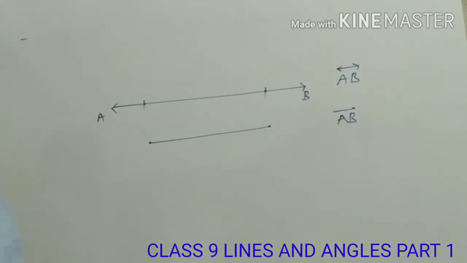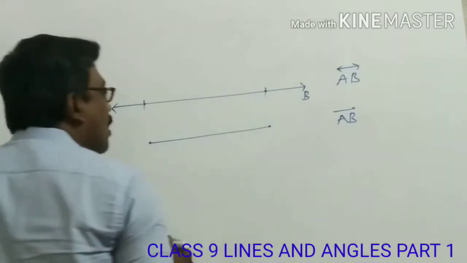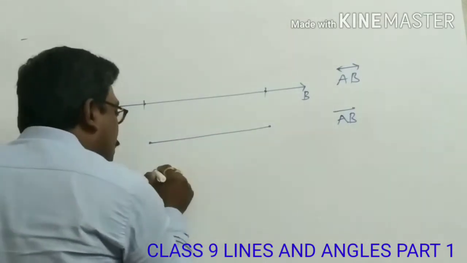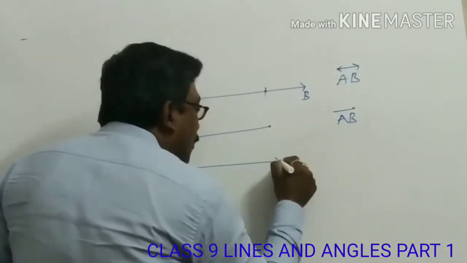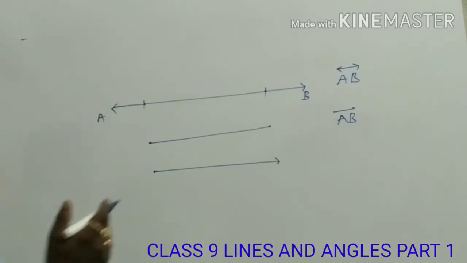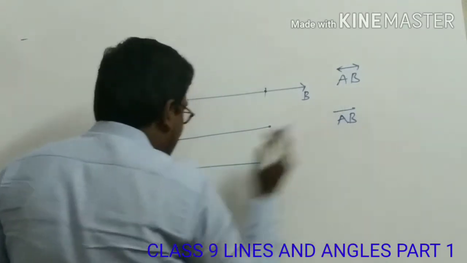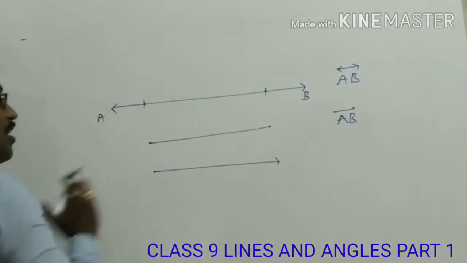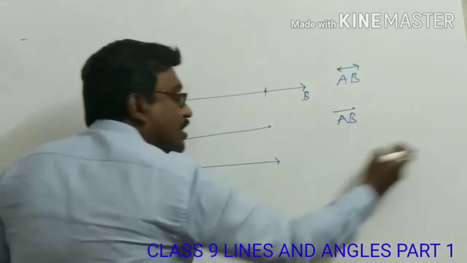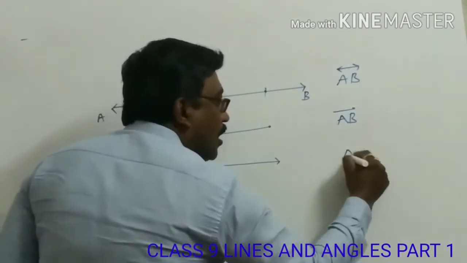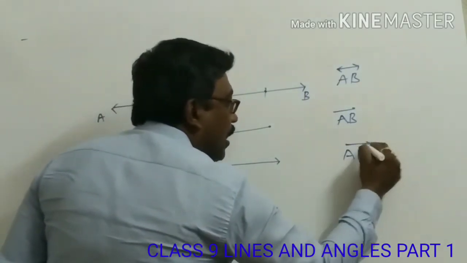You already learned this in 6th class or 7th class. If one end point is fixed and the other end has an arrow mark, that means it terminates in only one direction, not in the other direction. It stops here, we can extend this side, then it is called ray AB.